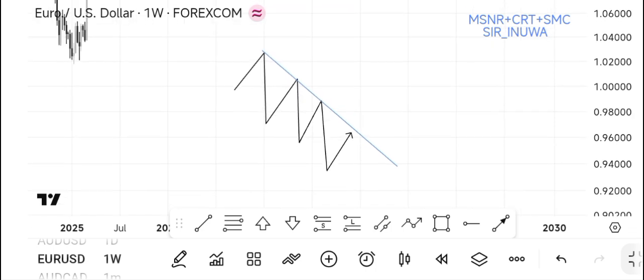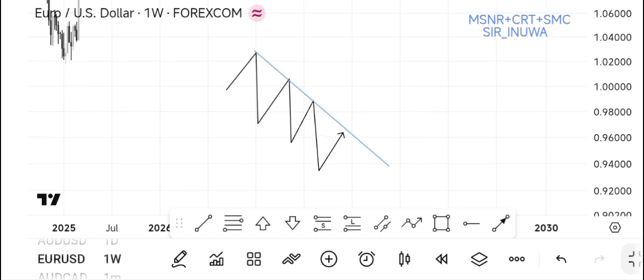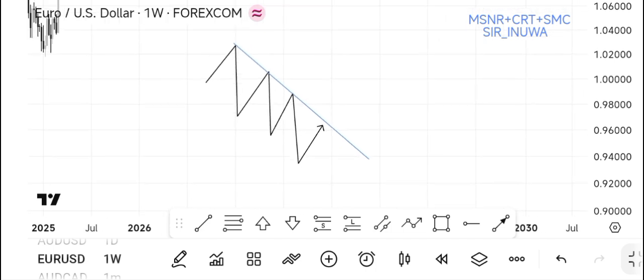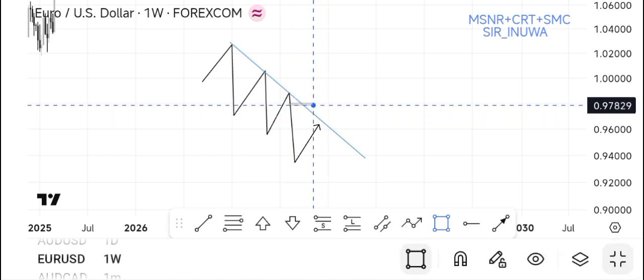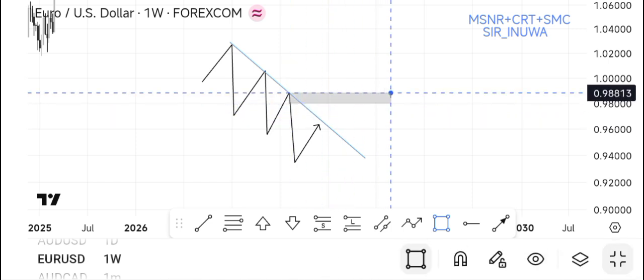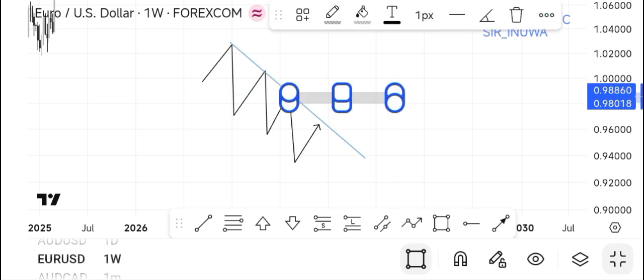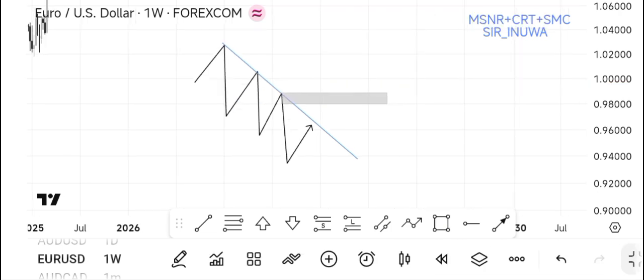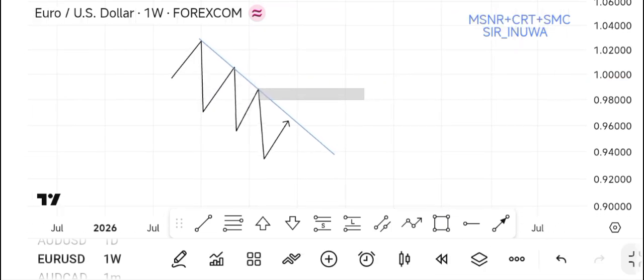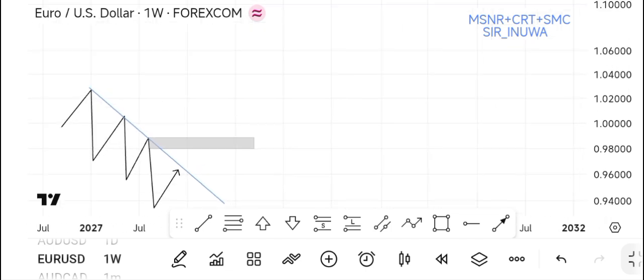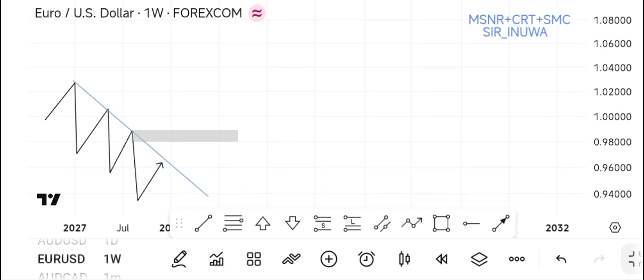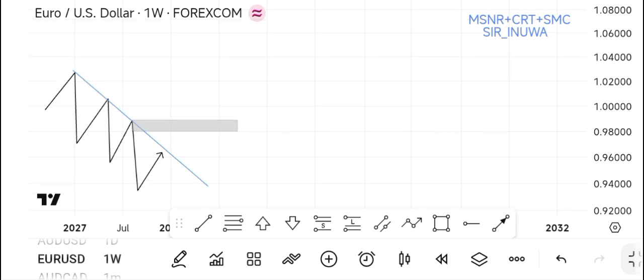So by applying the rule of supply zone, take the recent high as the supply zone for a selling opportunity. And also, let me just give you a clue, this is the liquidity and structure of liquidity.